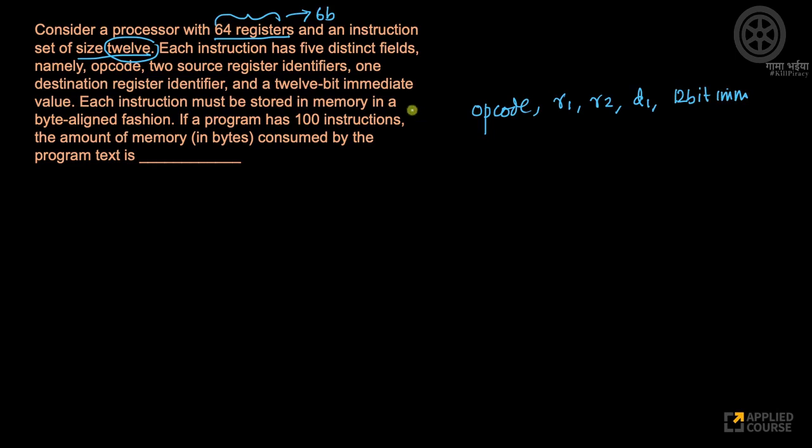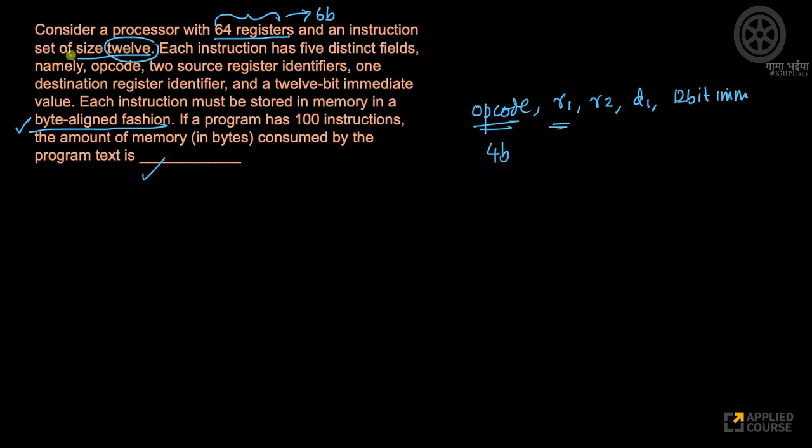Each instruction must be stored in memory in a byte aligned fashion. Okay, cool. If the program has 100 instructions, the amount of memory in bytes consumed by the program text is... cool. So look at this. I have an opcode and it says I have 12 instructions, right? To store 12 instructions, what is the minimum number of bits I need? 2 power 3 is 8, 2 power 4 is 16. So I at least need 4 bits here. Look at this, I at least need 4 bits.